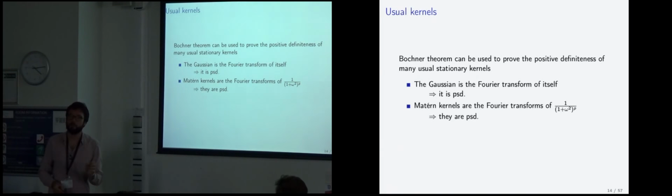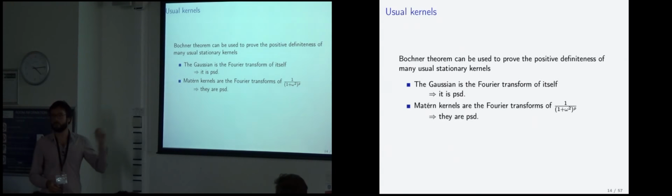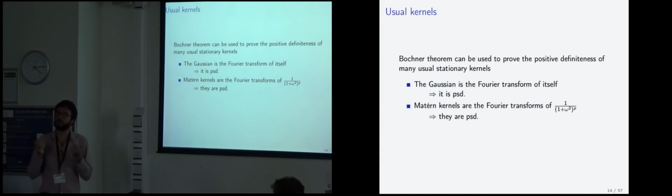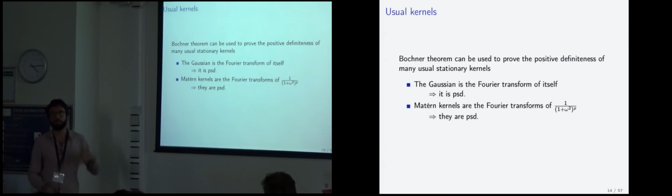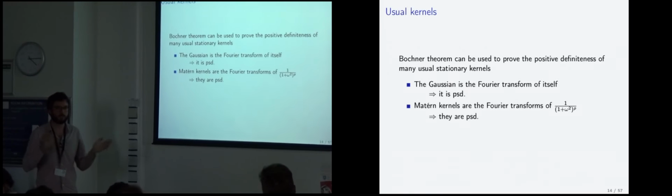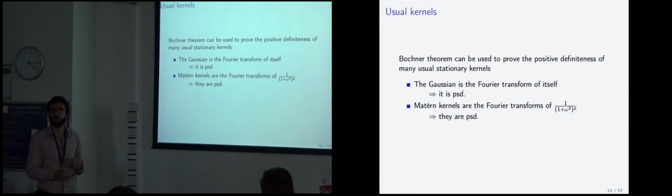We can also use Bochner's theorem to show that many usual covariance functions are positive definite. For example, if you take the Fourier transform of a Gaussian function, you still end up with a Gaussian function. And we've seen that the RBF kernel, or the squared exponential kernel, is itself a Gaussian function. So that proves that the squared exponential kernel is positive definite, just because it's the Fourier transform of something that is positive. And the Matern kernels are the Fourier transform of this kind of function, this kind of spectrum. Again, this function is positive, so all the Matern kernels are going to be positive definite. All right, so that's the proof to show that we can use Matern kernels.